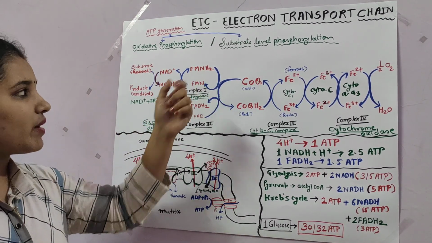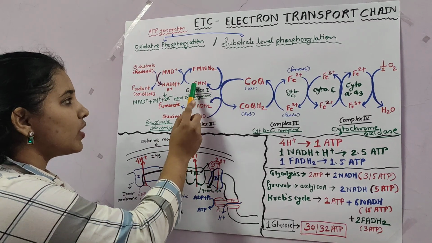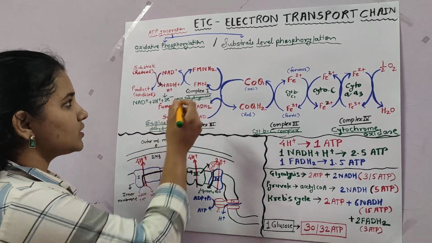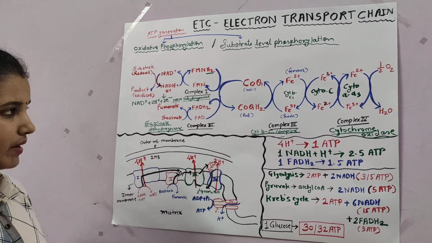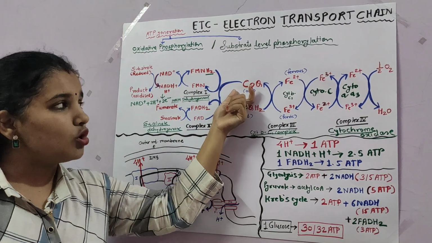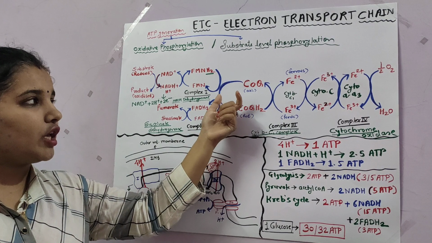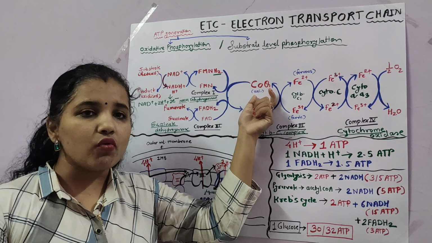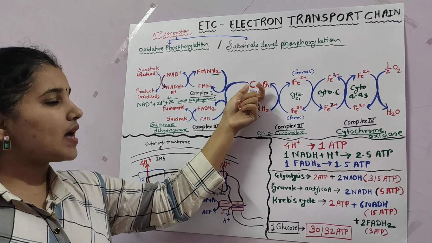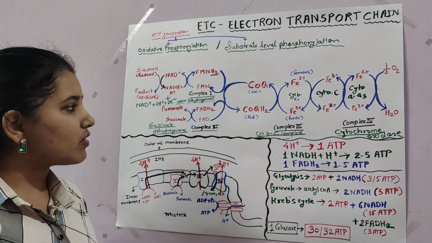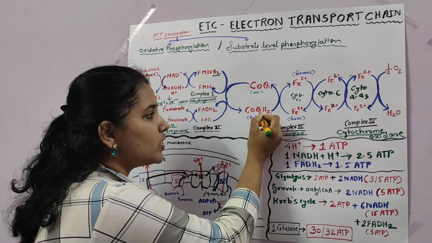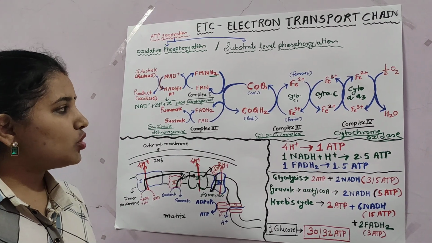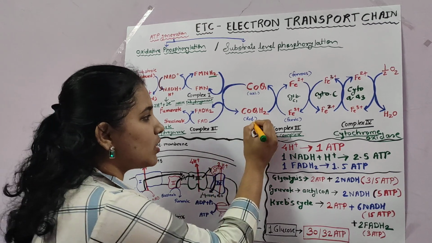Then this reduced FMNH2 is again oxidized to FMN, and the two protons and electrons are accepted by coenzyme Q. Coenzyme Q is not a part of any of the complexes. Coenzyme Q is a mobile electron carrier, means it can move. When it accepts the protons and the electrons, it gets converted into its reduced form, coenzyme QH2.